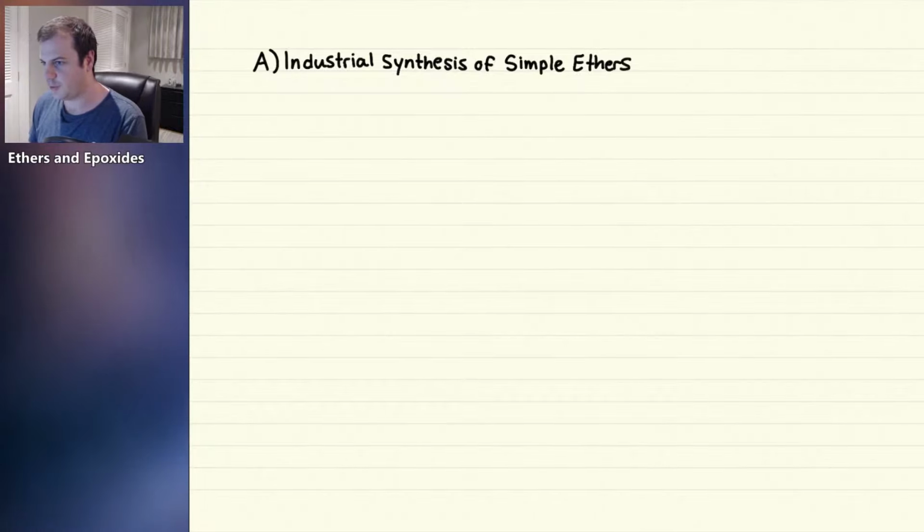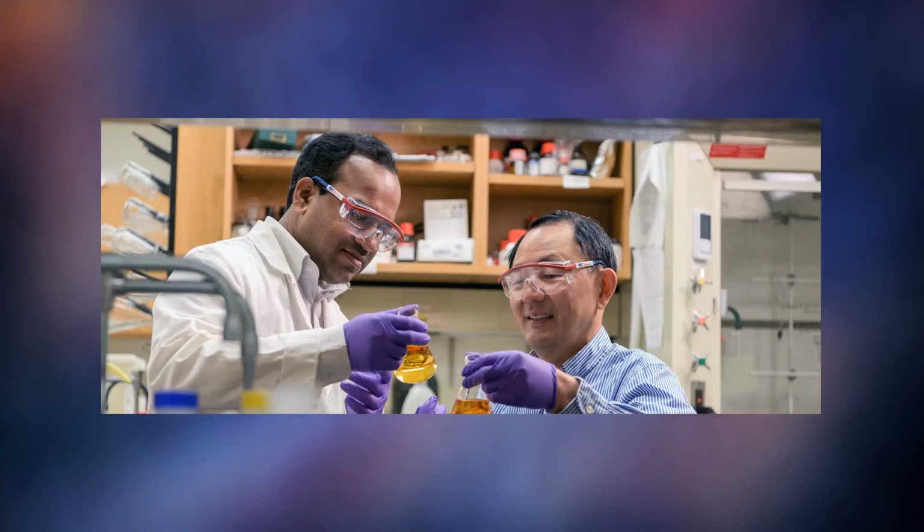Most of the reactions we've learned in this course are examples of fine chemical synthesis. Fine chemical synthesis refers to making specific molecules on usually a low scale for the purposes of things like pharmaceuticals or research compounds, things of that nature.